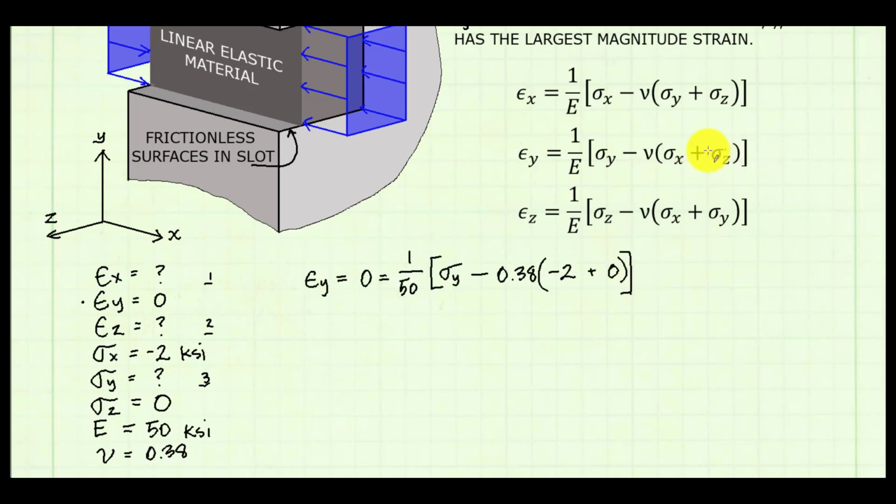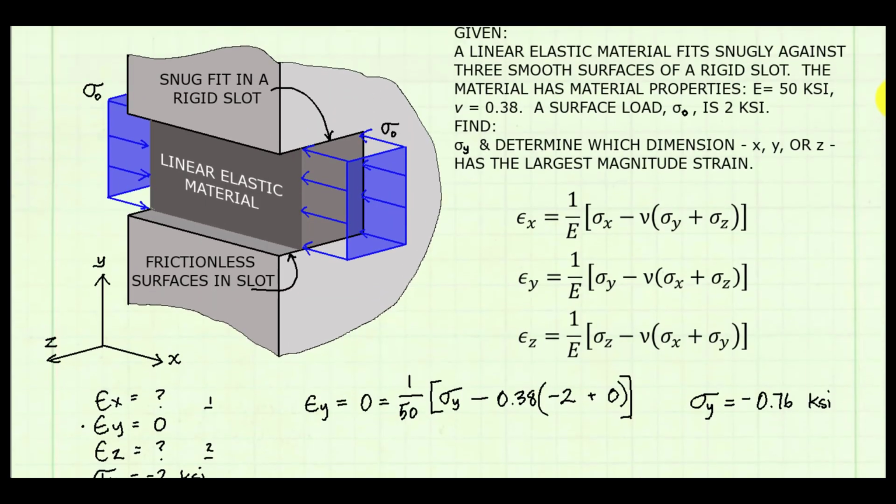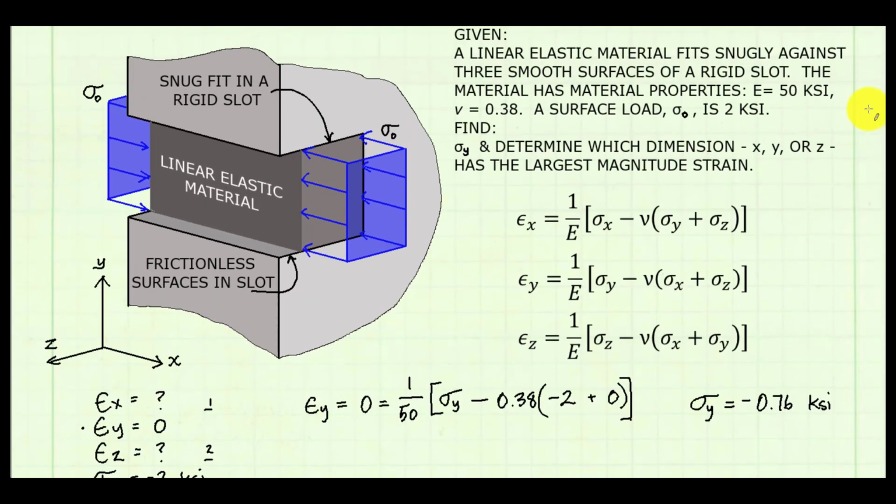I take the epsilon y equation and I plug in my known values. For E and sigma, the units are KSI. I only have one unknown in this equation, sigma y, and I can solve for it. I find that sigma y is equal to negative 0.76 KSI. As previously stated, we expect the stress in the y direction to be compression as the block pushes against the upper and lower walls of the slot. We have found our first answer.